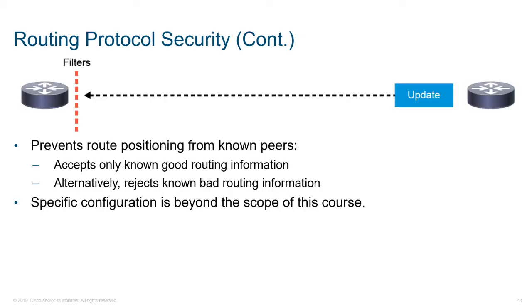So in addition, we can also implement some filtering. Filtering helps us to prevent against any route poisoning. Obviously we want to allow the known good routing, but we want to reject any known bad routing. We have this ability to do this, of course, but the configuration is outside of the scope of this class.